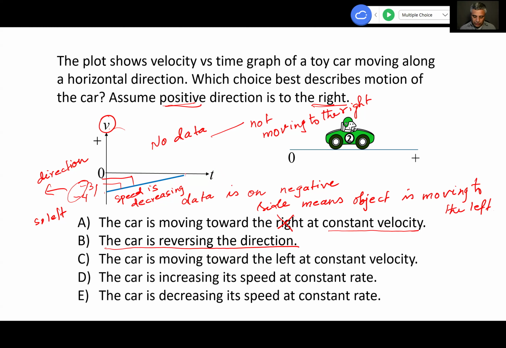If the car was going the other side, that would mean it was reversing, but it's not doing that. So it's not reversing direction. The car is moving towards left, so that is correct, but constant velocity is incorrect. The car is increasing its speed at a constant rate.